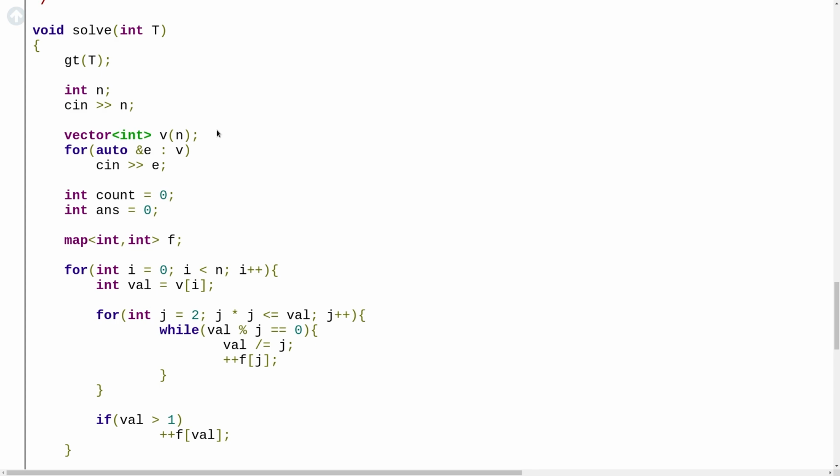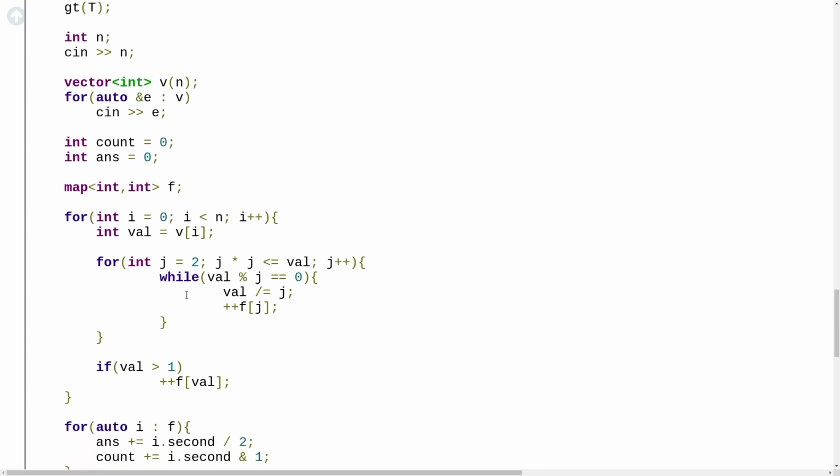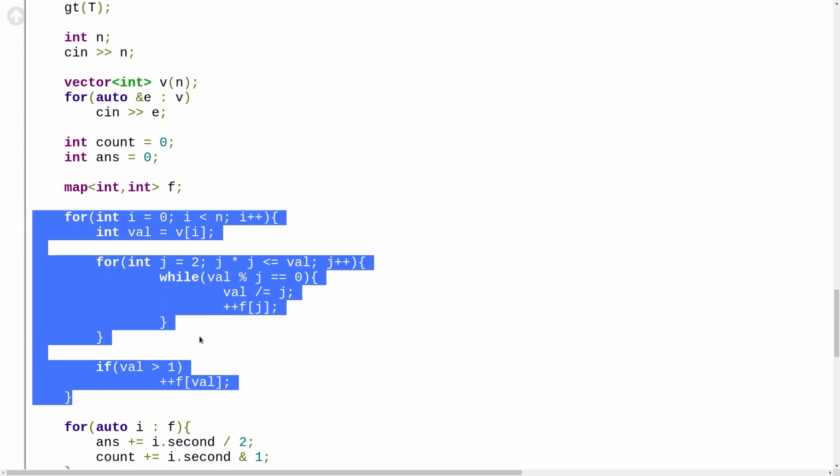What I could have done is take all the numbers, calculate their product, and then do the prime factorization for that product. Otherwise, what I can also do is just do the prime factorization for each one of them. So I take the value v of i and do the prime factorization of v of i, right? I increment the frequency of the prime divisors of the value. Now if the final value of vel, that is the initial element, is still greater than 1, that means I can increment this particular frequency. So this is just normal prime factorization stuff, and I'm calculating the frequency of prime factors in each of the array elements.